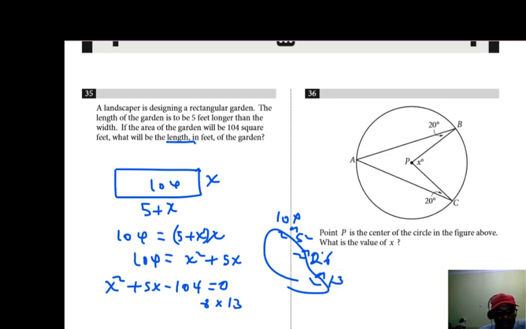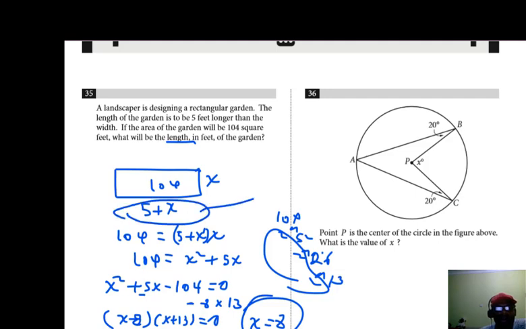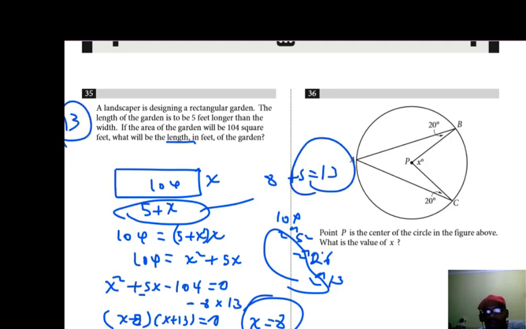Since the constant is negative, one factor must be negative. So we have x minus 8 and x plus 13. So the value of x should be 8. We have to take the positive one. Since we're asked to find the length, you have to plug in here. So 8 plus 5 is 13. So the answer for this one is 13.